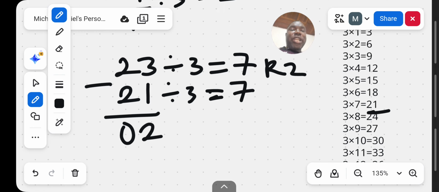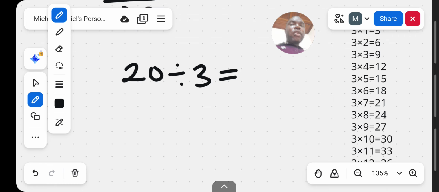One more example and we're done. So we have 20 divided by 3. So what is 20 divided by 3? Now, if you read the 3 times table, 3 times 1 is 3, 3 times 2 is 6, 3 times 3 is 9, 3 times 6 is 18, 3 times 7 is 21. So there's no 20 there, but 20 is between 18 and 21.